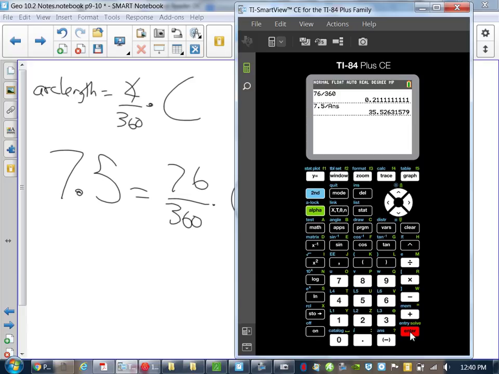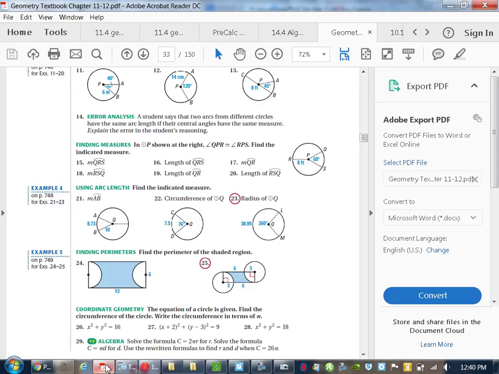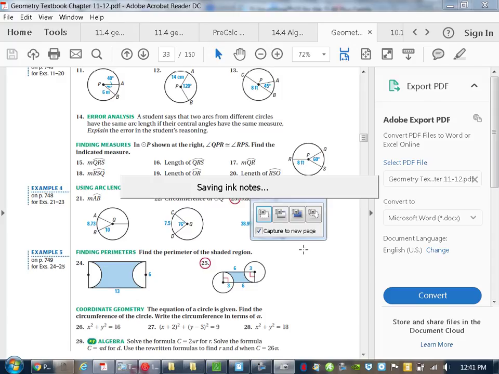Now if you look at 23, same basic idea. 23, it's asking you to find the radius. The radius, well, that's the first formula. Central angle over 360 times 2 pi r.